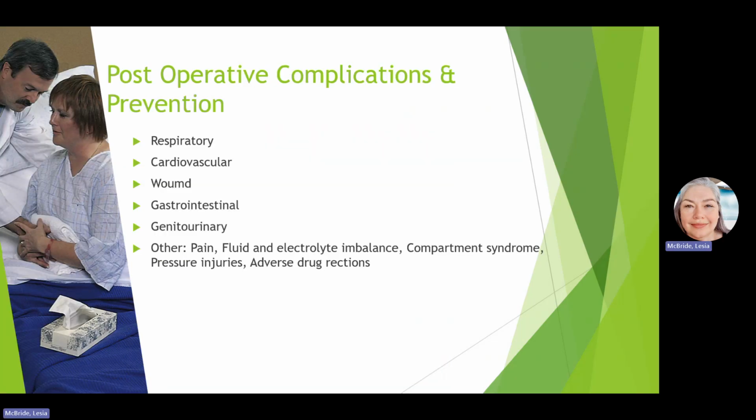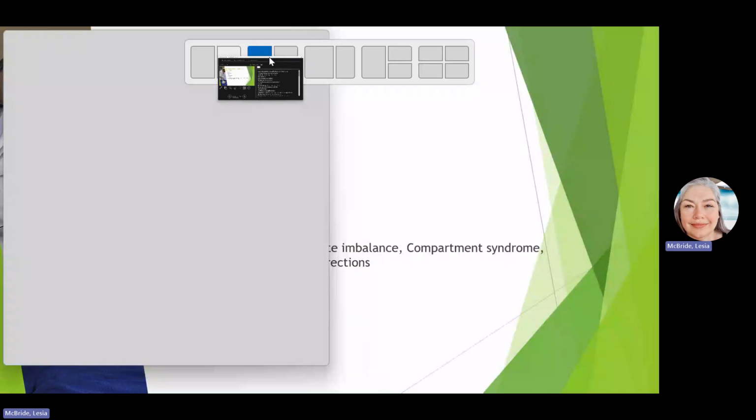Postoperative complications and prevention. So we have issues with respiration, cardiovascular, wound, gastrointestinal, genitourinary, pain, fluid, electrolyte imbalance, compartment syndrome, pressure issues, and adverse drug reactions. Know the meaning of these. I'm going to go ahead and pull my notes over so you can see those.